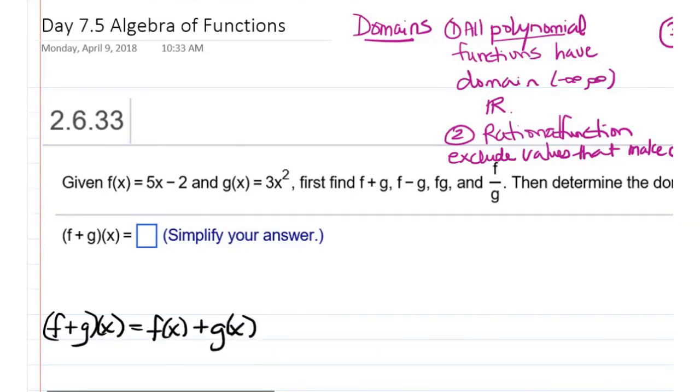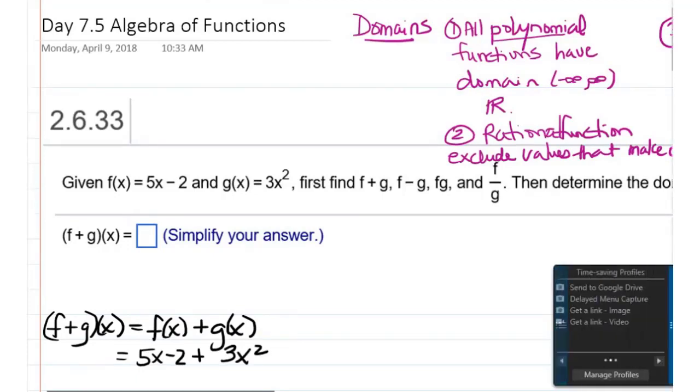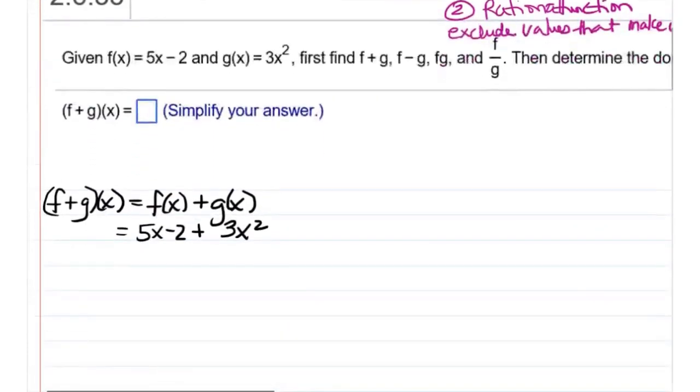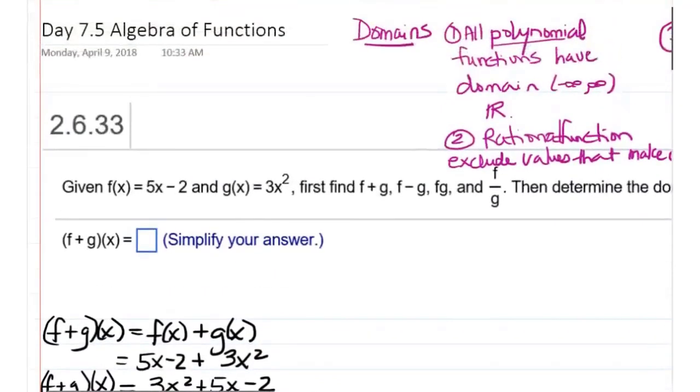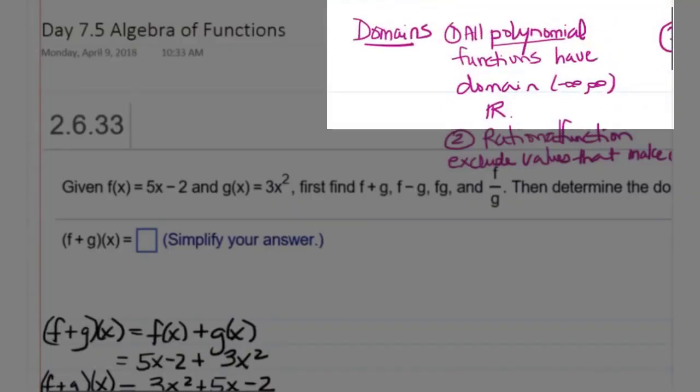So if our function f of x is 5x minus 2, we want to add to that our function g of x, which was 3x squared. Now this is going to be a polynomial, which we like to write in descending order of the exponents. So we have 3x squared plus 5x minus 2, and we've constructed this new function from our original two functions. And since it is a polynomial function, what is its domain? Remember, that was the first thing we talked about as far as the things to keep in mind about domains. All polynomial functions have a domain of negative infinity to infinity.